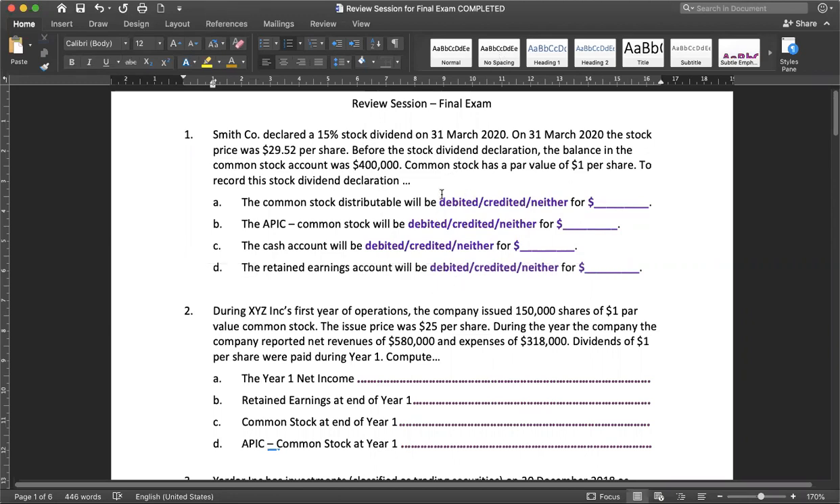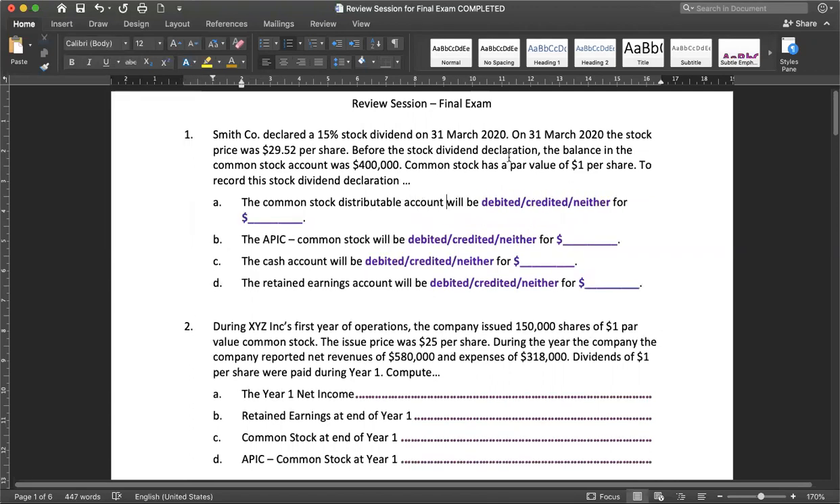All right, so the 4 items that we have here are these different accounts. The common stock distributable account, will it be debited, credited, or neither, and for how much? Well, we're going to have to do a little bit of work here to figure out how much is going to be distributed, how much is going to be recorded in the common stock distributable account. So first thing we need to know is how many shares.